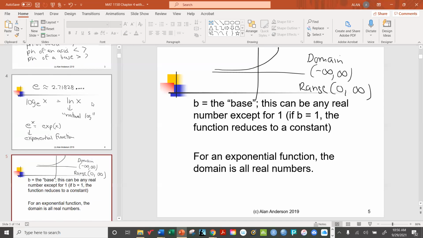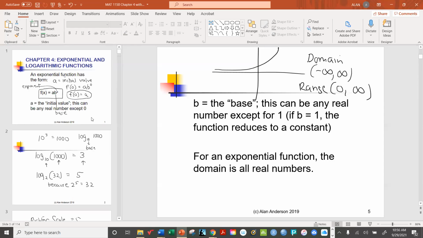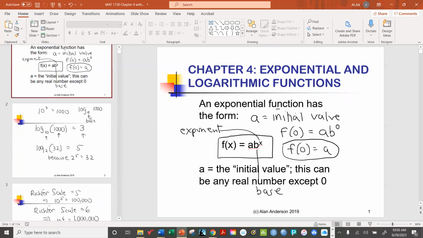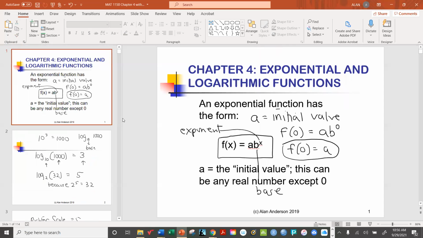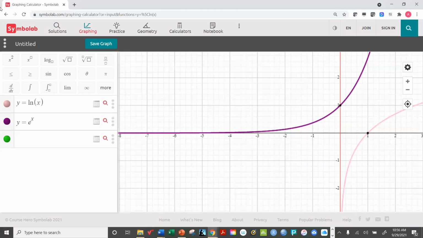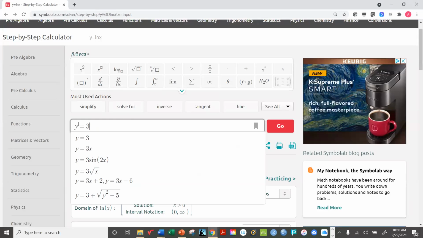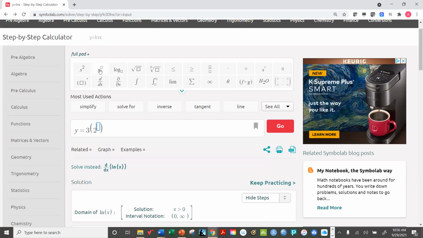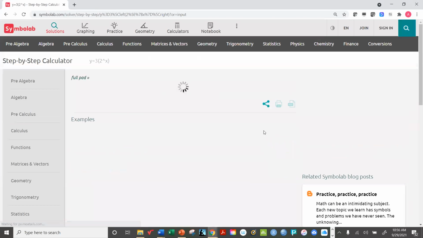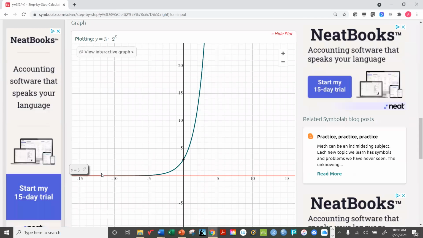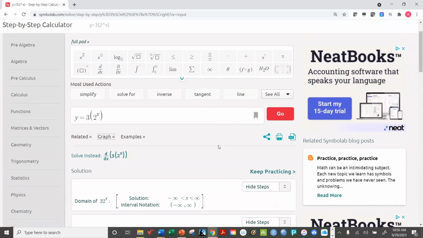Now, having said that, if a is negative, then we would actually have the reverse. In fact, why don't we make up some examples? Let's go to Symbolab. Suppose I start with y equals 3 times 2 to the x power. This looks a lot like e to the x, doesn't it? It sure does. But I'm going to change that to negative 3. Let's see what happens.